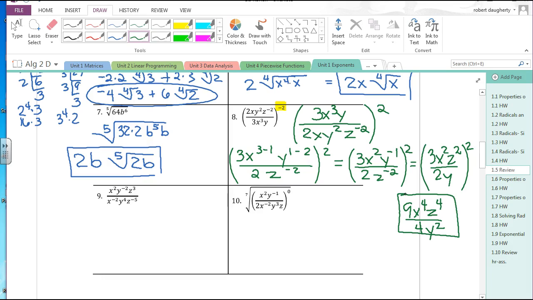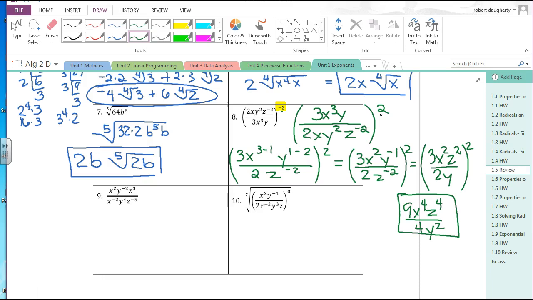So again, my key was when I started out, take care of this negative 2 exponent, make it a positive 2 by just flipping everything: 3x cubed y over 2xy squared z to the negative 2. And then I use the quotient property for exponents: 3x to the 3 minus 1, y to the 1 minus 2 over 2z to the negative 2. That gave me 3 times x squared, y to the negative 1 over 2z to the negative 2. Take care of those negative exponents inside and square everything at the end.